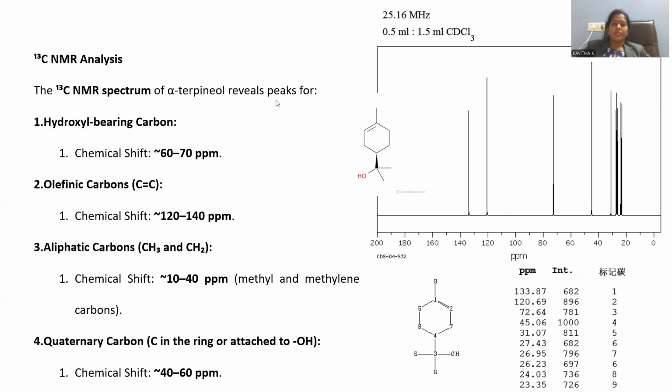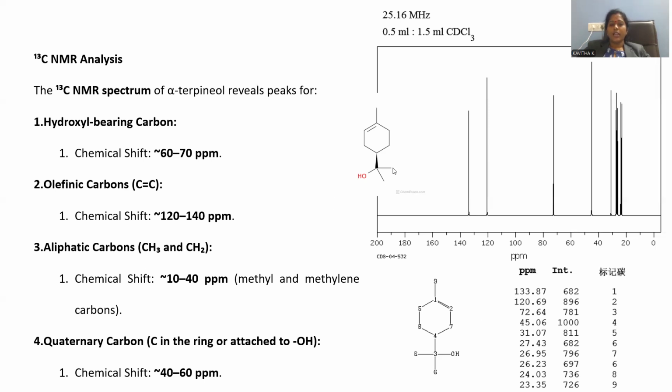The C13 NMR spectrum of alpha terpineol gives the carbon holding the hydroxyl a characteristic peak at 60 to 70 ppm. If you observe 60 to 70, this is the peak. What does this peak correspond to? The carbon holding the hydroxyl; the carbon upon which the hydroxyl is present gives the peak between 60 and 70. And olefinic carbons will be there. So double bonded carbons are characteristic at 120 to 140. If you observe 120 to 140, you can see the peaks. These are for the double bonded, olefinic carbon atoms.